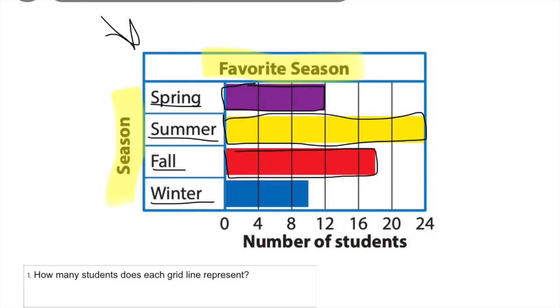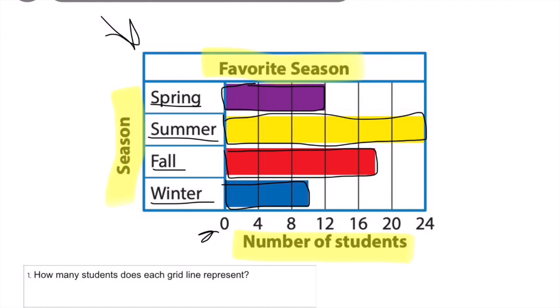And then on the bottom, we have a different type of measure that says number of students. For number of students, we look at the numbers that are right above it. That's the scale, if you remember from the vocabulary. So it starts at 0. Our bar graphs are always going to start at 0, and it goes up to 24. So that means up to 24 students chose one of the seasons.